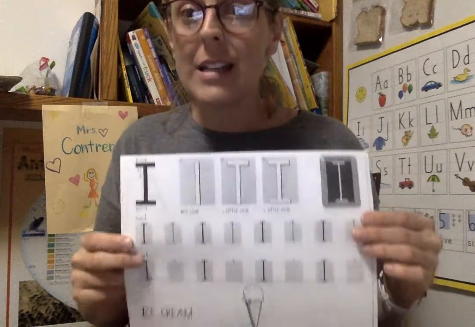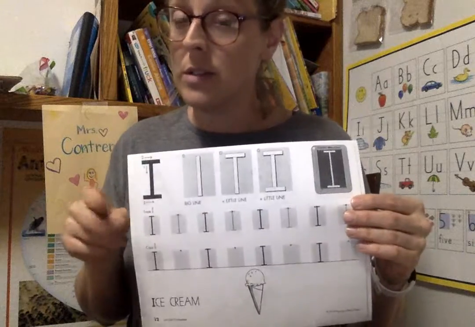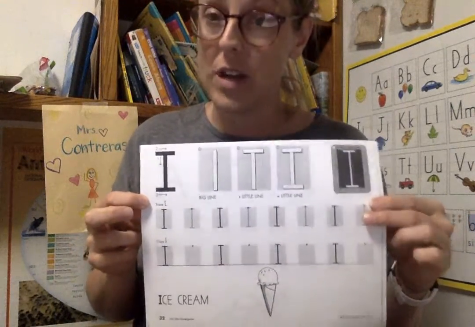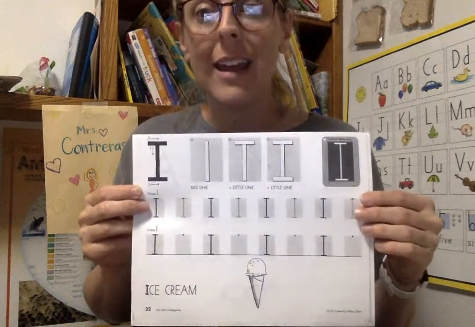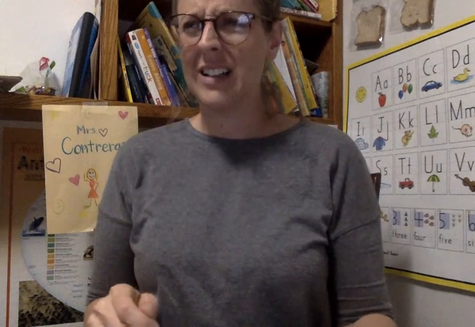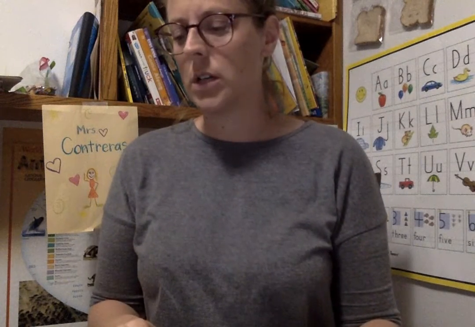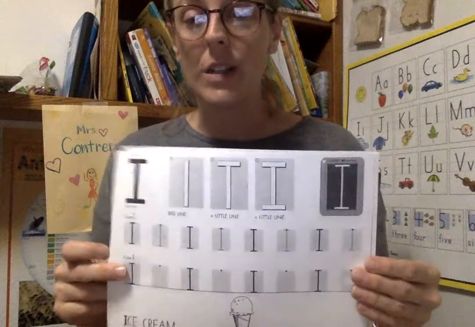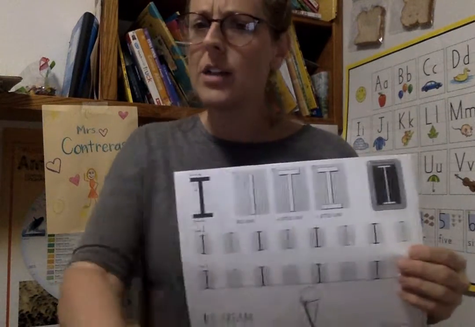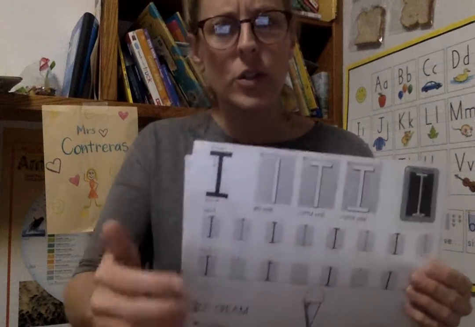The letter I is a vowel, so it can make two different sounds. It can make its letter sound like I in ice cream, or it can make the short I sound, like itchy or icky or inside. Use your inside voice. Those are all words that start with an I. Can you think of other words that start with I? It's a little bit tricky.